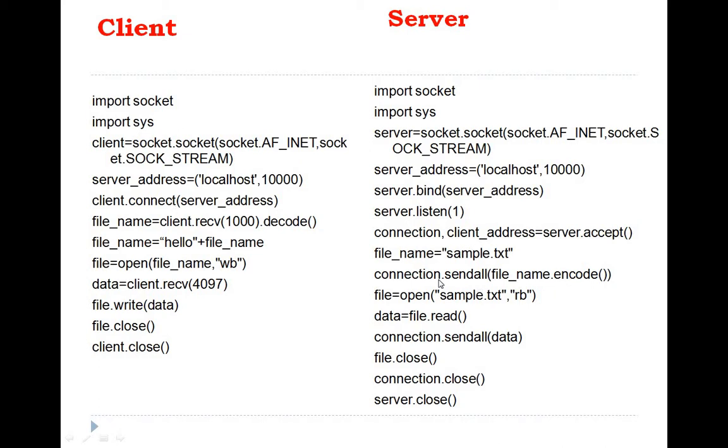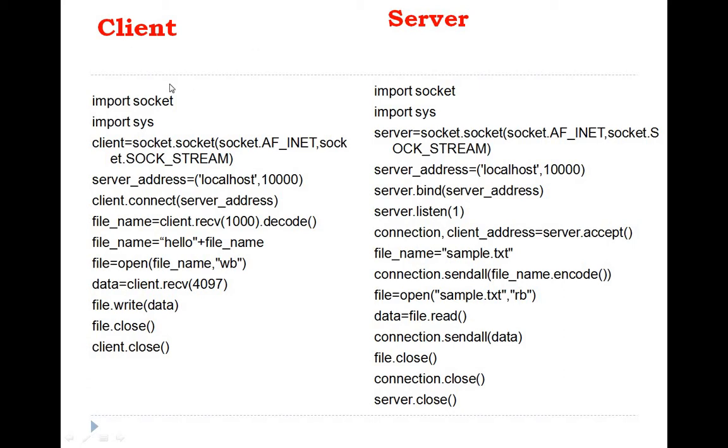After sending the file name, I'm opening sample.txt in binary mode. RB represents read in binary mode. After opening the file, I'm reading it and storing the entire data of the file in data. Now I'm going to send the content of the file to the client. Then at last I'm going to close the file and the connection. So first I'm sending the file name, then the content inside that file.